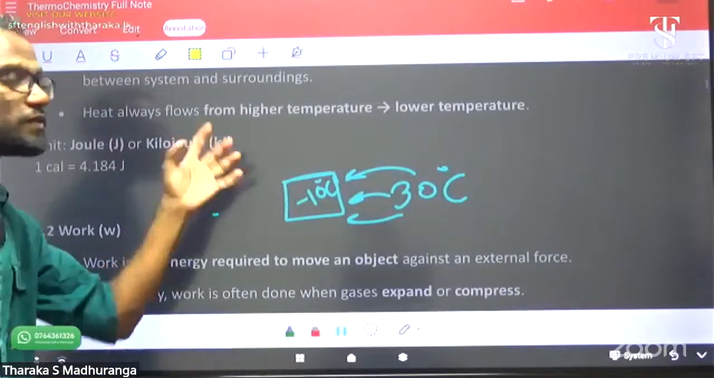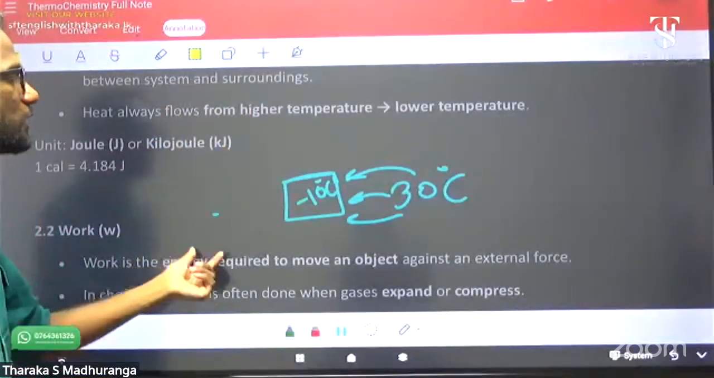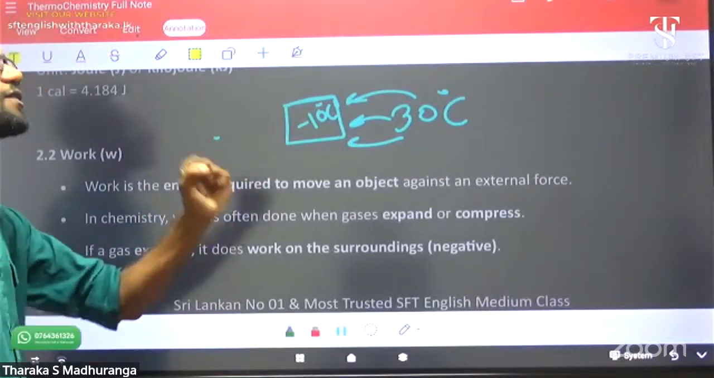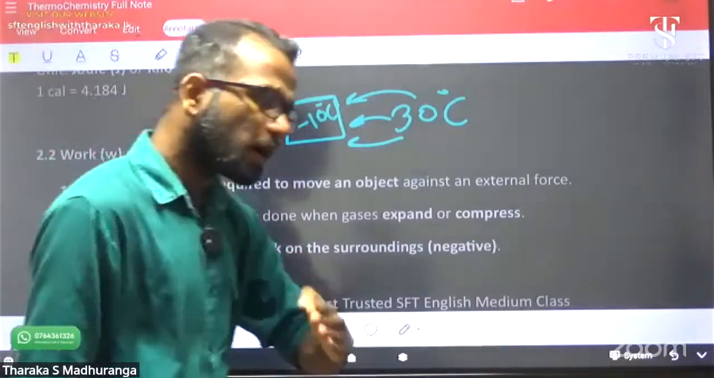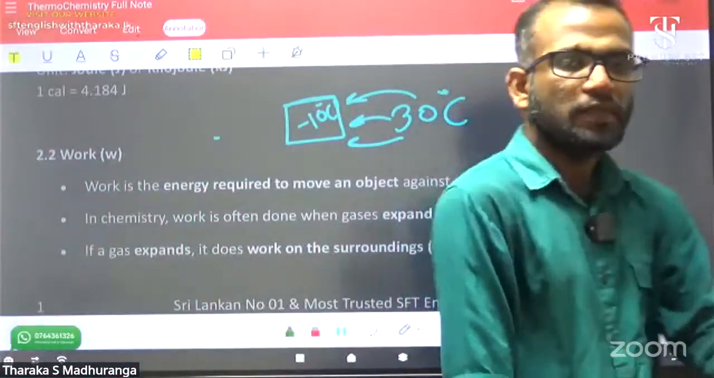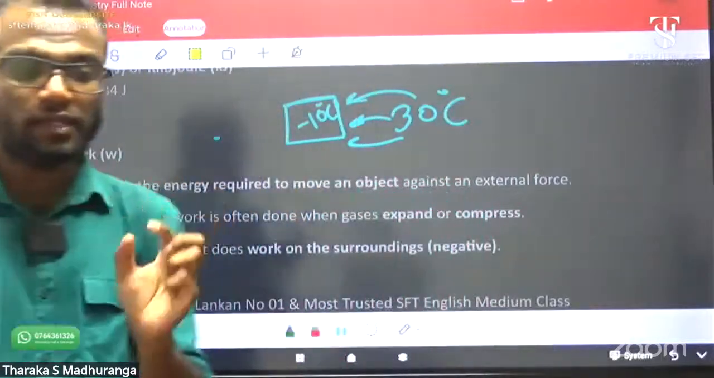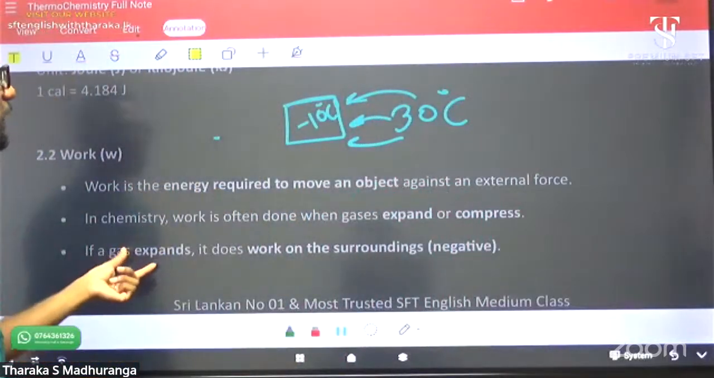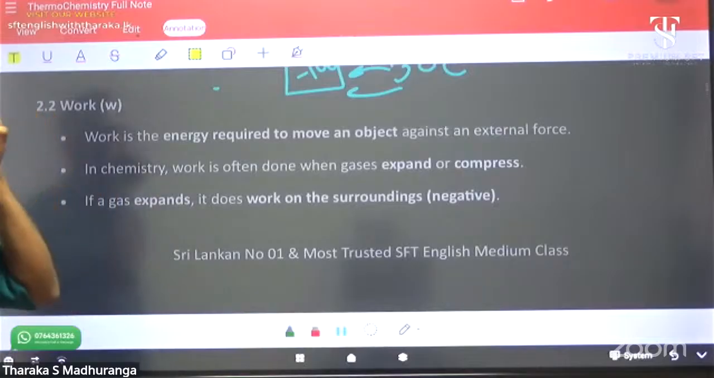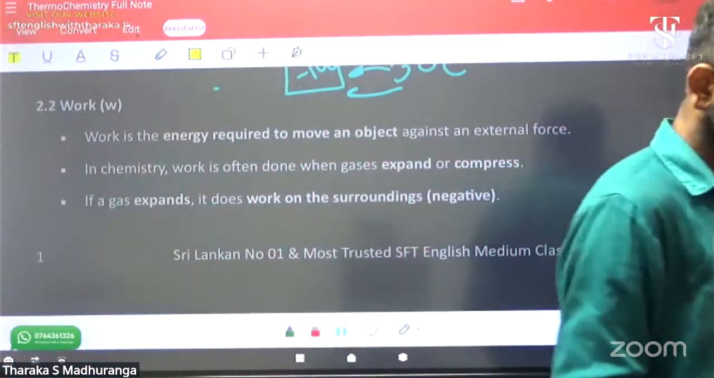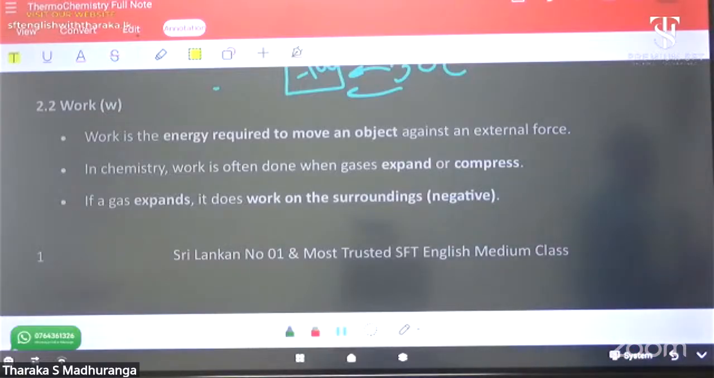Right. The first thing, okay? Heat is a type of energy which is formed due to temperature difference, and heat energy always transfers from high temperature to low temperature, and its unit is joules or kilojoules. The standard unit is joule. Okay, write down the second basic concept, work.